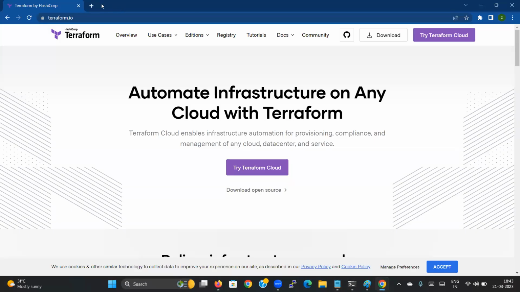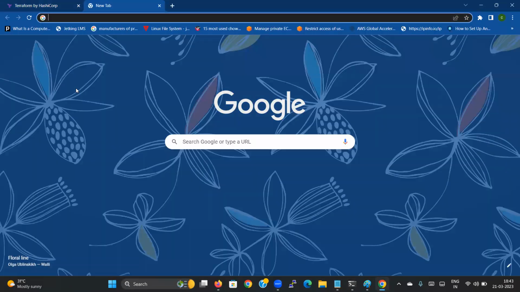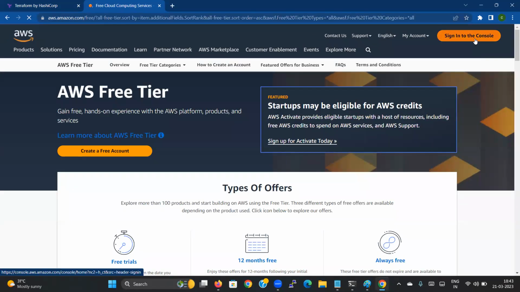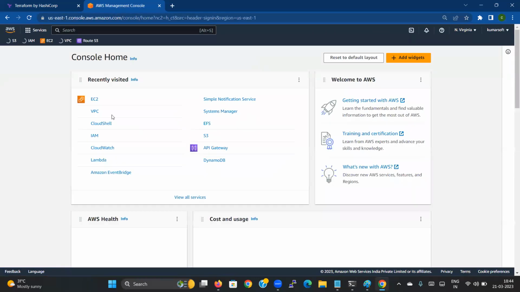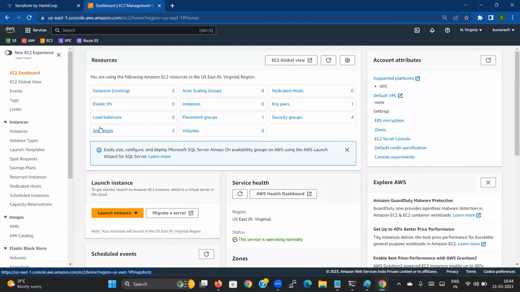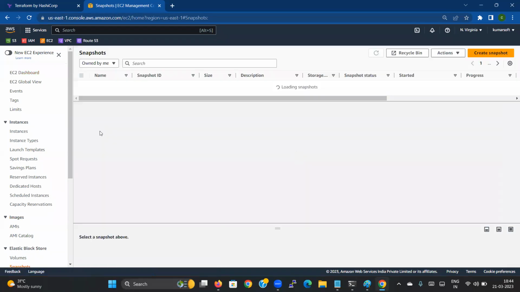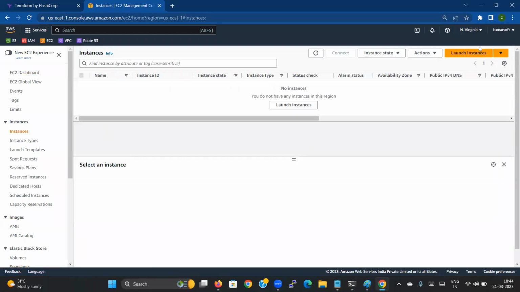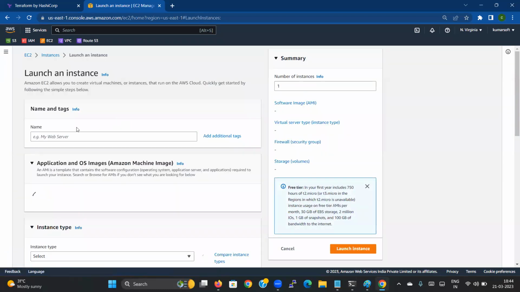For example, I am deploying a server here. Let me show you. I think there is a server running. Hold on. In this North Virginia region, I have a server. Okay, hold on. There are two snapshots. Fine, we will discuss about this. So I am going to install a server, launch an instance. We will discuss all these things, you don't need to worry.